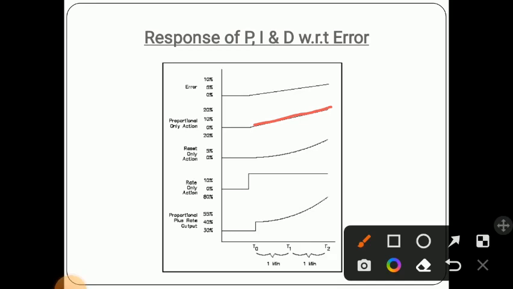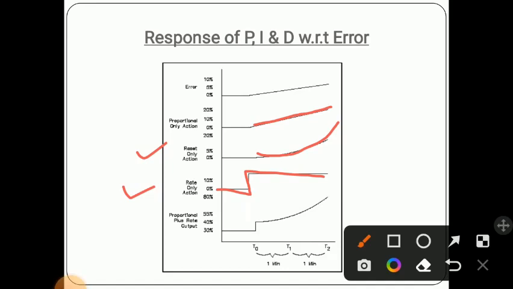And if reset action is added, then what will happen? We'll get some curve. Reset action is nothing but integral action, so that's why we'll get a curve. If we use rate only action, rate meaning derivative action, then what will happen? We'll get a stepped output, like this.